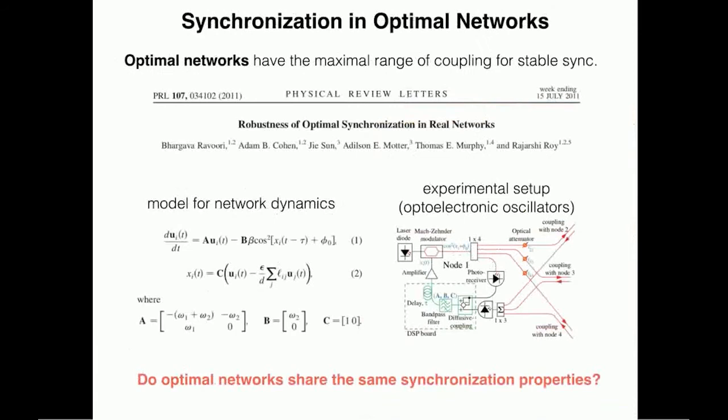So one of the follow-up works I was involved in was about whether those optimal networks behave the same, right? Do they share similar or the same synchronization properties? In this paper, collaborators of ours, Raj Roy and Thomas Murphy, in their lab, set up an experiment using optical electronic oscillators to investigate this question of whether optimal networks are the same or not when it comes to synchronization. The experimental setup is actually slightly different from the simple model I gave.